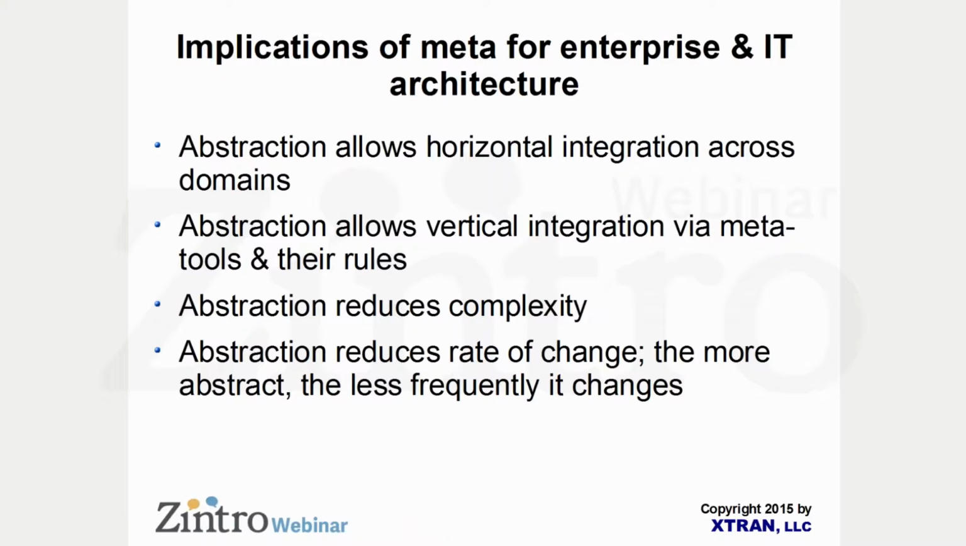And another thing about abstraction is that it reduces the rate that things change. The higher you go in an abstraction, the less frequently it's going to change. And we see that with the enterprise architecture in an enterprise. The architecture of an enterprise changes less rapidly than the details that populate that architecture, which is a good thing.